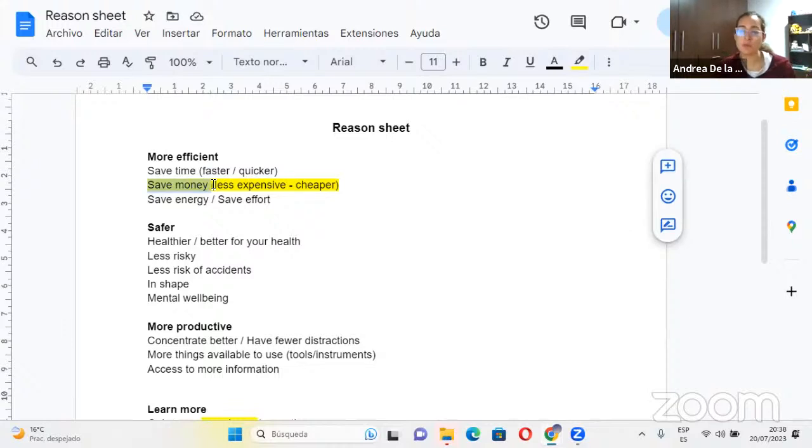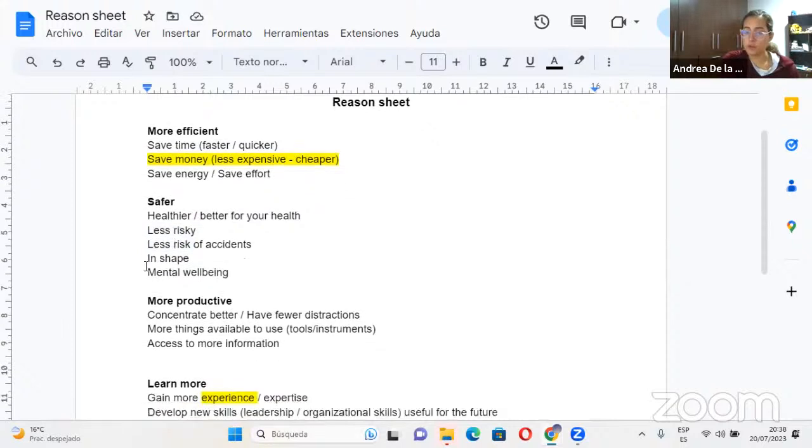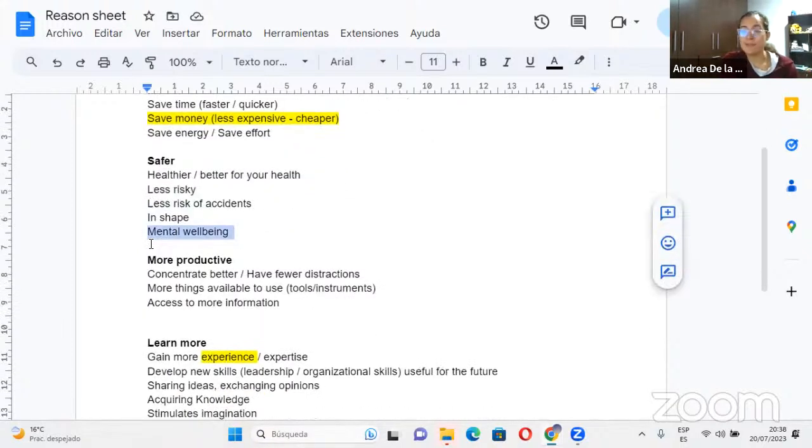So just by watching the news, you save money, right? So those are reasons that you could always use. Saving energy as well, saving effort. You could always talk about safety. You could say that, for example, same thing, right? It's better for your mental well-being not to see things that are too graphic on the news, probably. It's less risky, less risk of accidents, and this could go for different questions. To being in shape, to your mental well-being, so health, safety.